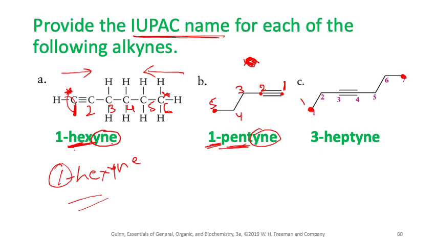So we have to start counting: 1, 2, 3, 4, 5, 6, 7. So 7 is hept, and alkyne is YNE, so heptyne, and you have to locate where the triple bond is, on the third carbon. So 3-heptyne. This is how you name any alkyne molecule.